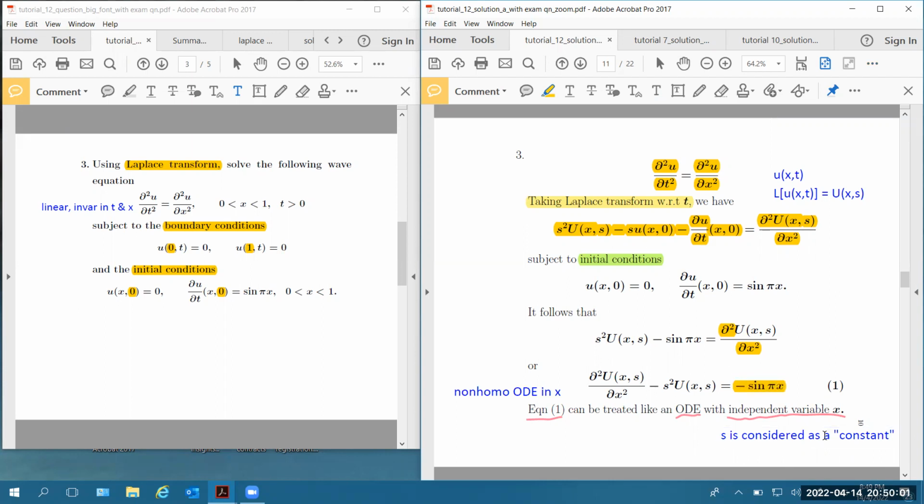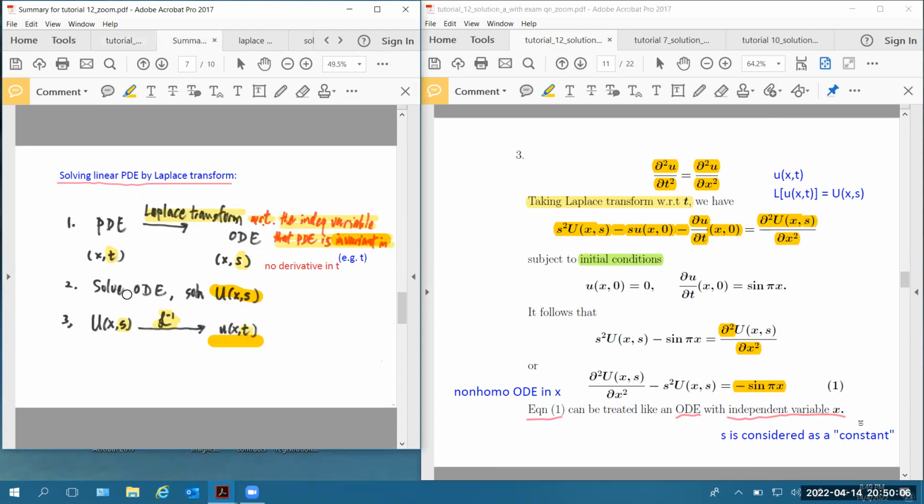So now what we do is, let's see our summary. Then you go and solve the ODE. So this is an ODE, right? So you go and solve it. We are supposed to get this solution U(x,s), and you want to get the solution of that. This ODE is an ODE in x. x is the independent variable. But of course here, you also see the s, right? Because you see U(x,s). So what is the role of s here? Well, the s here is considered as a constant.